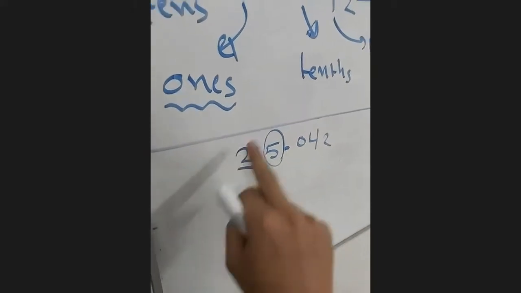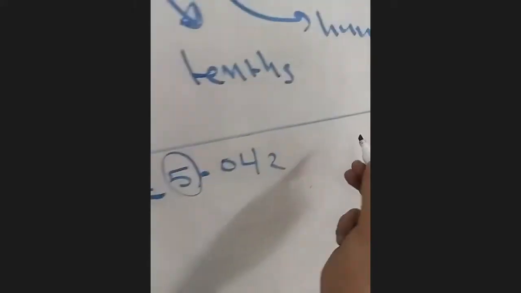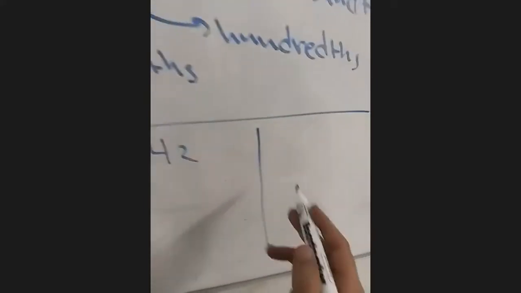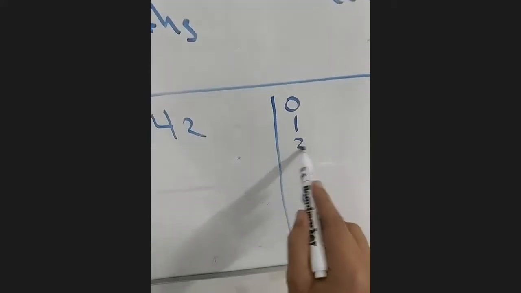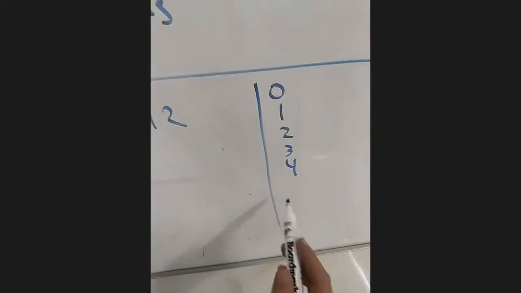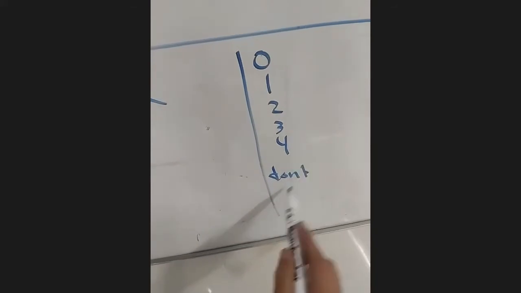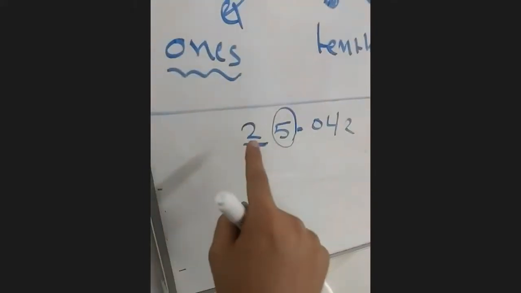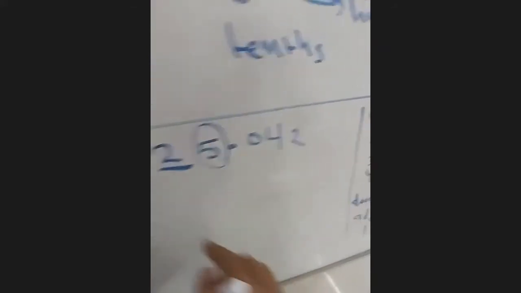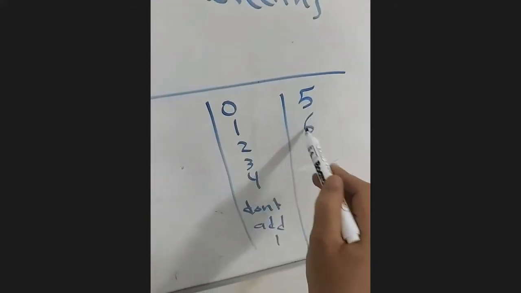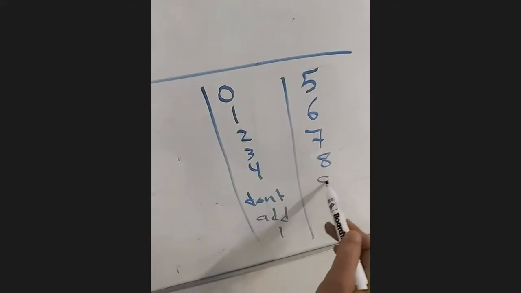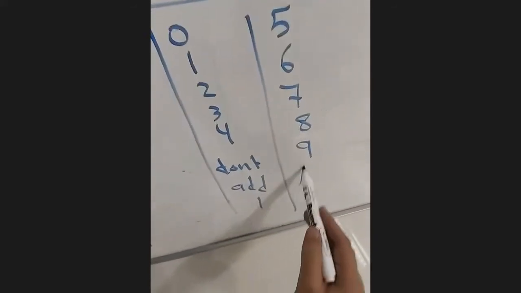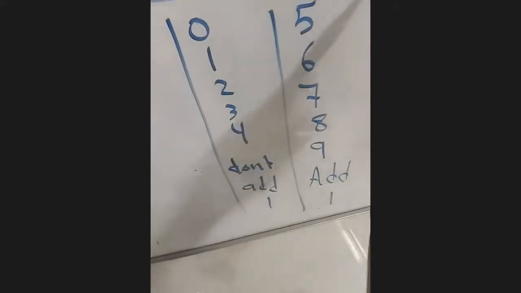Now, look here, guys. If the number after the wanted digit is 0, 1, 2, 3, or 4, we do not add 1 to the wanted digit. Now, if the number after the wanted digit is 5, 6, 7, 8, or 9, we add 1.